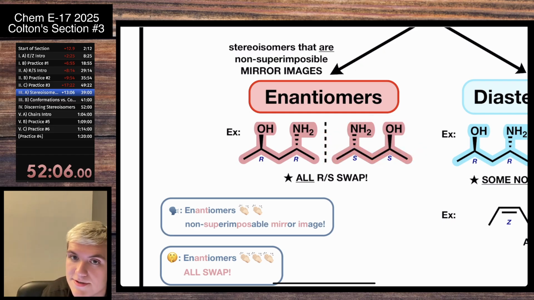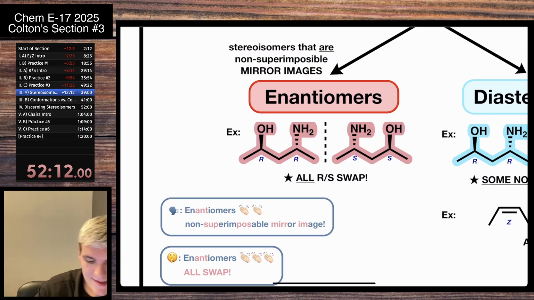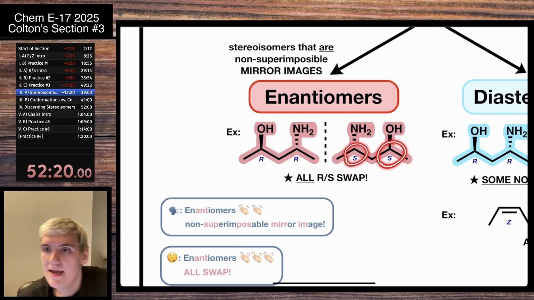We did the mirror image of a chiral molecule, so this will be non-superimposable on our original. Hence, they are enantiomers. But one really useful thing to notice is that these original stereocenters were R, and in this mirror image, the enantiomer version, they are S. And so one feature of enantiomers is all the R and S swap.